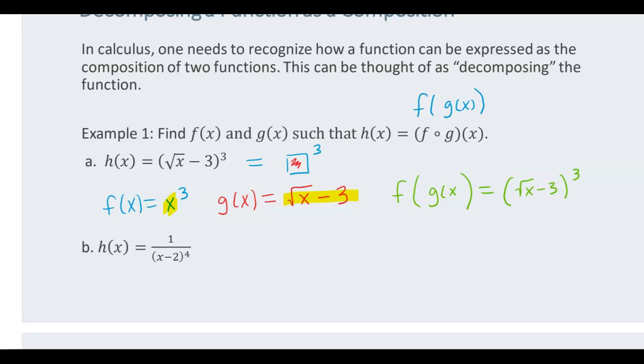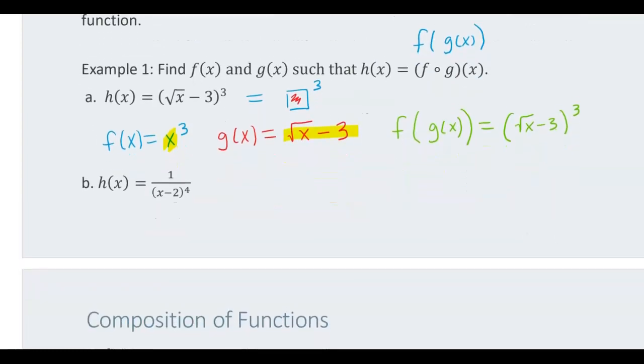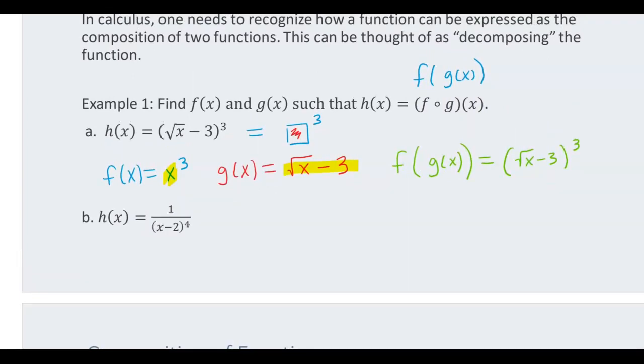The second example is similar but slightly different in that it's got a fraction. So I'm going to think of, maybe this is in the structure of 1 over something to the fourth power. So the first function f is 1 over x to the fourth power. And then the function g is going to be what we're plugging in here. So that'll be x minus 2.